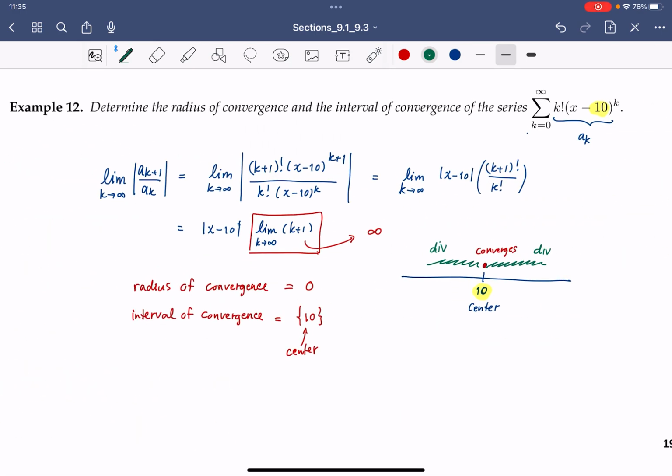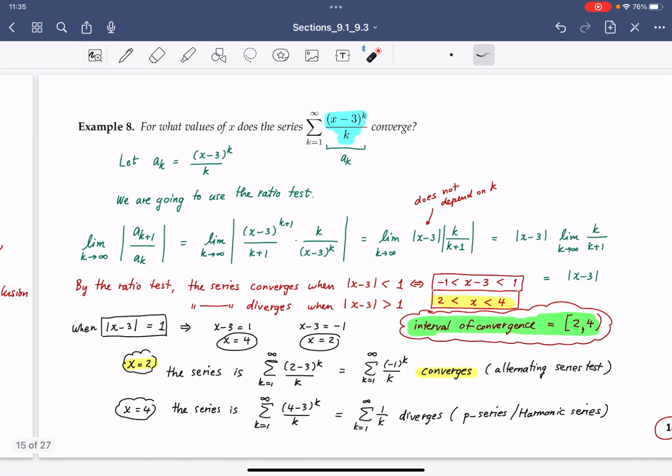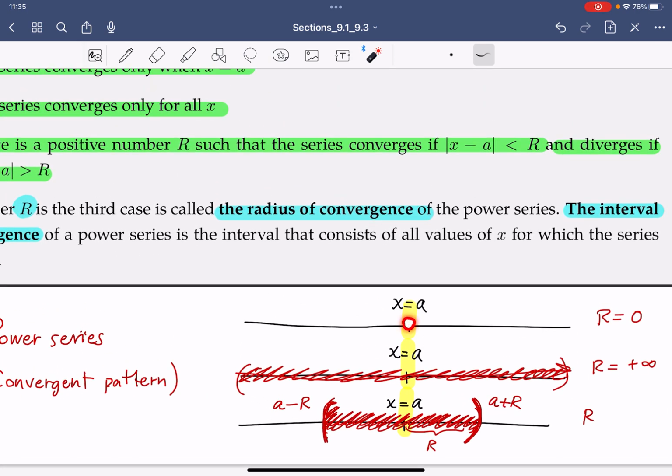Okay, so one more time. You already learned that there are three types of convergence here: converge only at the center, converge everywhere, or we have the radius R. But for the case that we have the radius R, you have to check the endpoints separately.